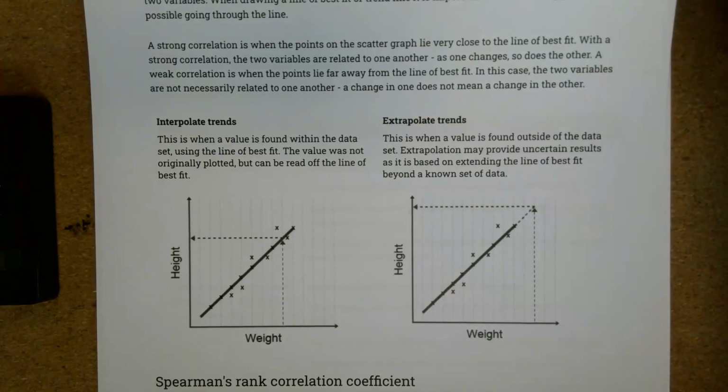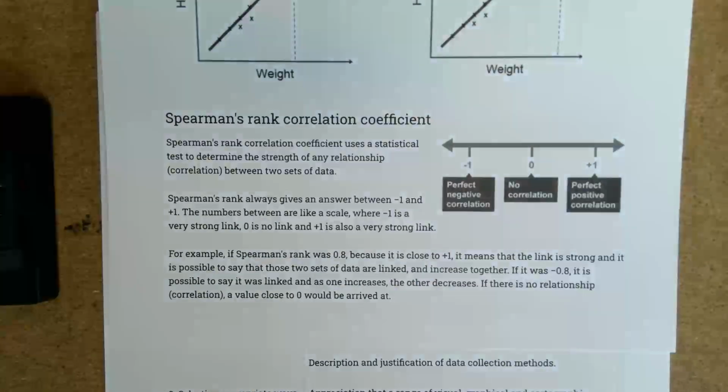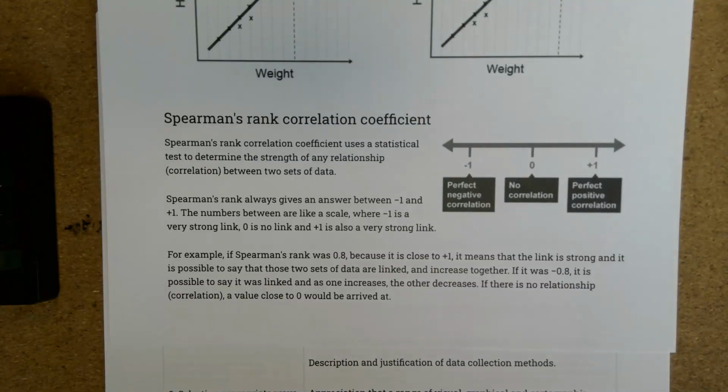One final part of this statistical analysis we can do is known as the Spearman's rank correlation coefficient. Spearman's rank uses a statistical test to determine the strength of a relationship between two sets of data.